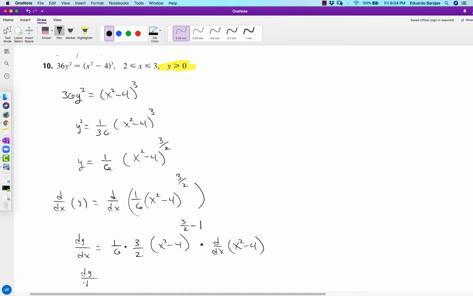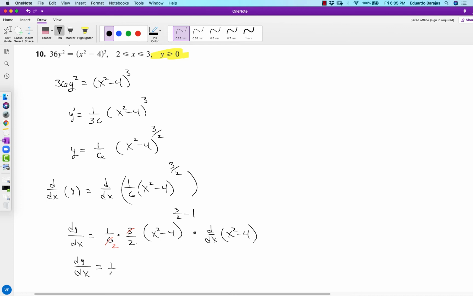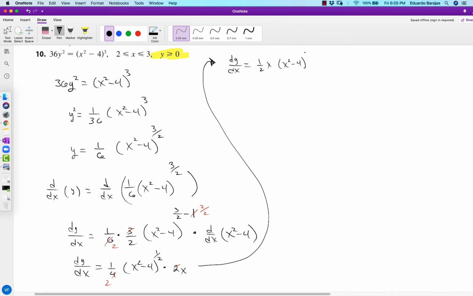So this will simplify to dy/dx is equal to, let's see, these reduce. The 2 goes into 6 three times, we end up with 1/4 times (x squared minus 4) raised to the power of 1/2, times the derivative of the inside, which is 2x. So again, the 2 and the 4 will reduce. And so I end up with dy/dx equal to 1/2 x times (x squared minus 4) to the power of 1/2.